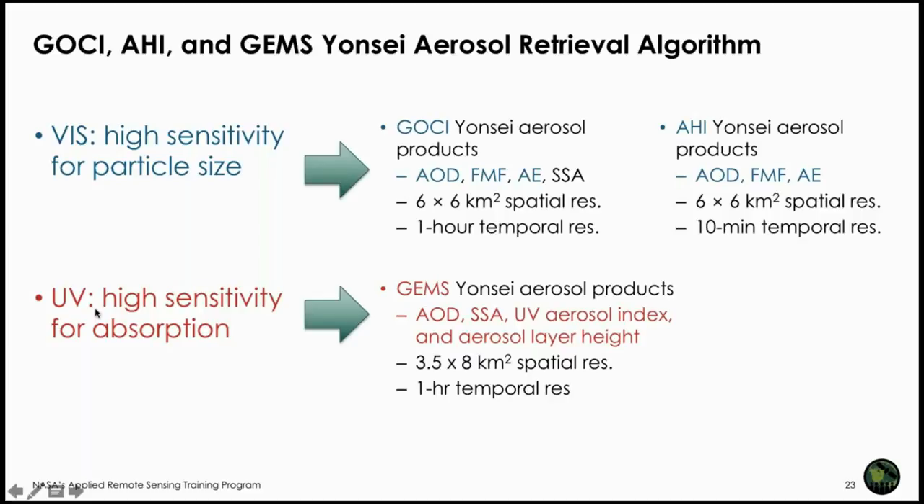The bottom is GEMS. GEMS measures the UV wavelength. UV wavelength has very high sensitivity to aerosol absorption. So the GEMS aerosol product will provide aerosol optical depth, single scattering albedo, UV aerosol index, and/or aerosol layer height. It has 3.5 kilometer by 8 kilometer spatial resolution over the Seoul area, and it also has 1 hour temporal resolution.